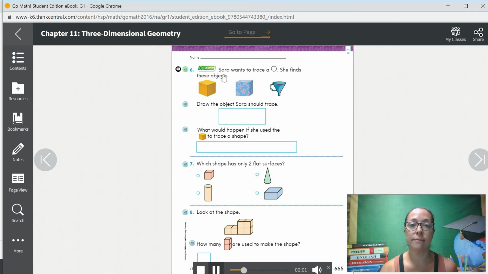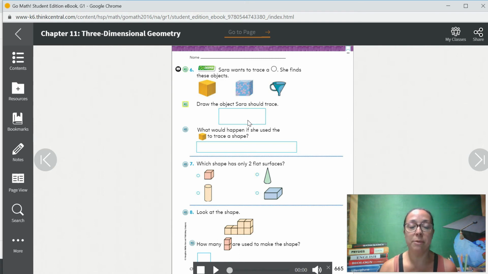6. Sarah wants to trace a circle. She finds these objects. So Sarah quiere hacer un círculo y ella encuentra estos objetos que están aquí. Okay, so she has the objects. Now what? Draw the object Sarah should trace. Okay, so ¿cuál de estos tres ella debe usar para hacer un círculo? You're going to draw one of these objects that she can use to make a circle.